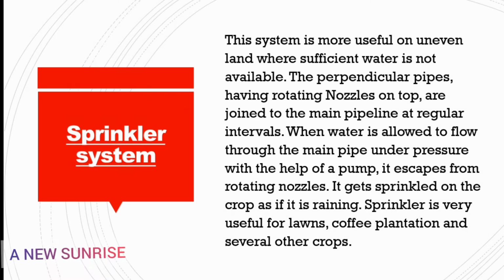Next comes the sprinkler system. The sprinkler system is another modern method of irrigation. This system is more useful on uneven land where sufficient water is not available. The perpendicular pipes having rotating nozzles on top are joined to the main pipeline at regular intervals. When water is allowed to flow through the main pipe under pressure with the help of a pump, it escapes from the rotating nozzles. It gets sprinkled on the crop as if it is raining. Sprinklers are very useful for lawns, coffee plantations, and several other crops.